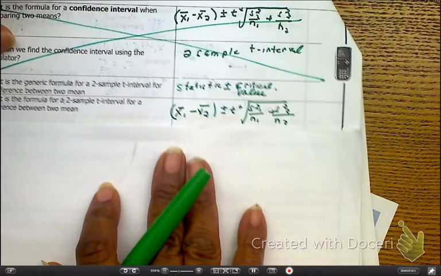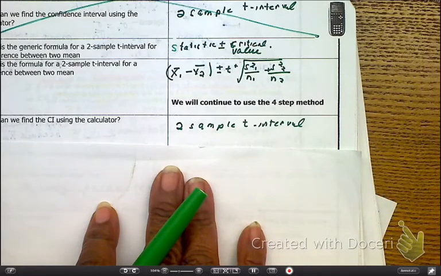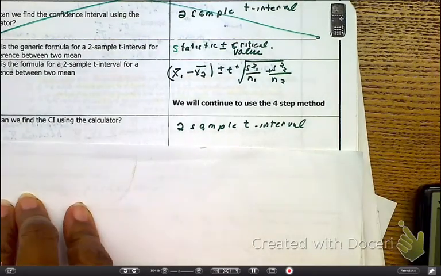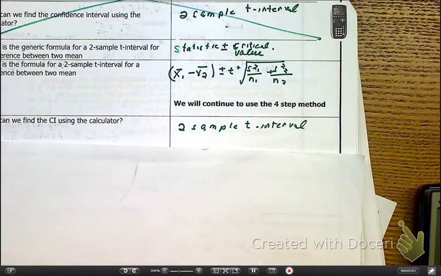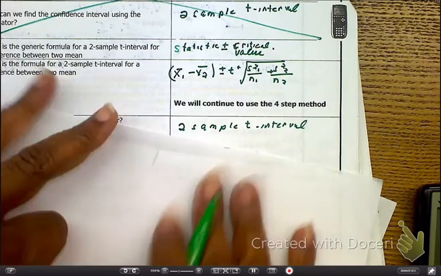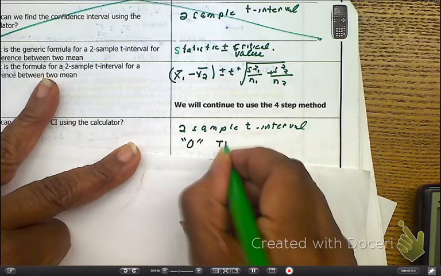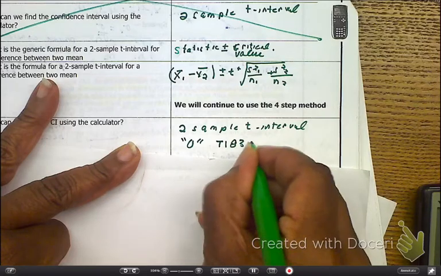How do we do this in the calculator? As I slide down, here we are going to be using a two-sample t-test, which is your number two, sorry, I said the wrong thing, let me correct myself. A two-sample t interval, which is your number 0 on your TI 83s and 84s.